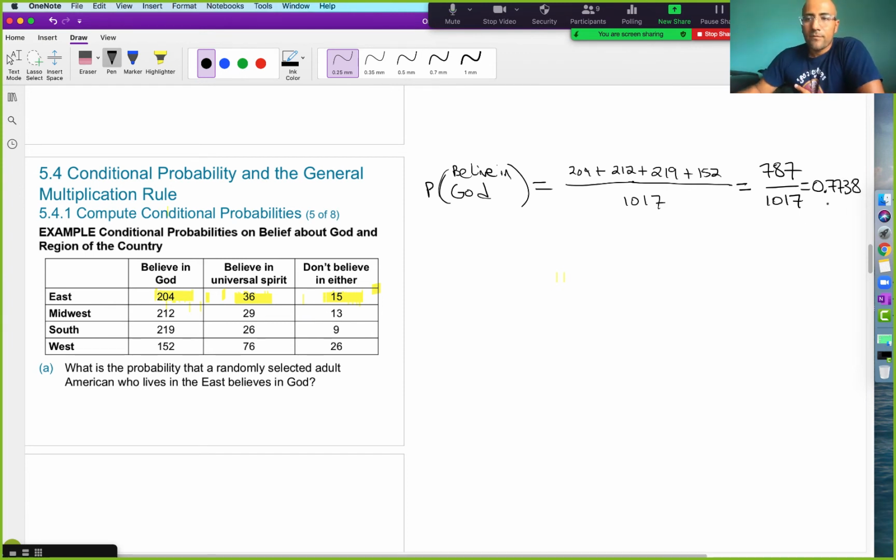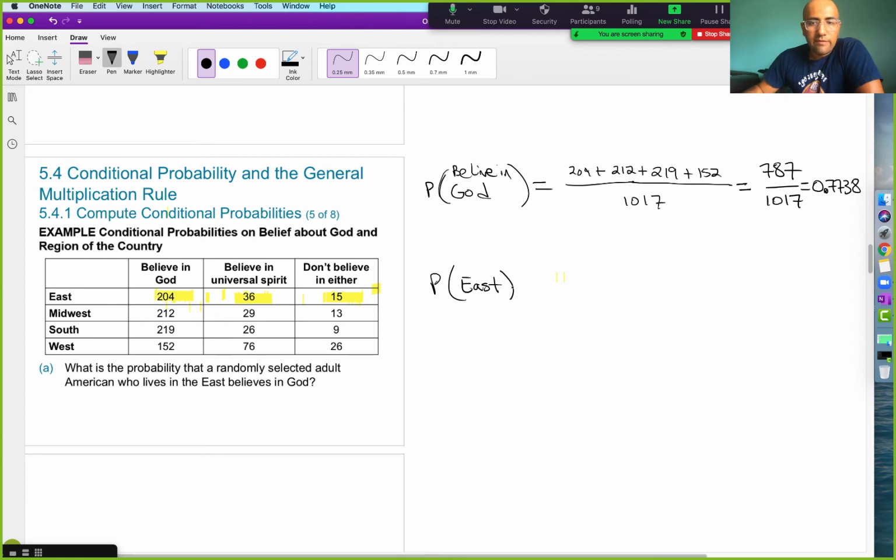So there's a 77.38% chance that one randomly selected person believes in God. Okay, now this question, however, was asking us about something else. So let's continue. Let's find the probability that a randomly selected person lives in the East.